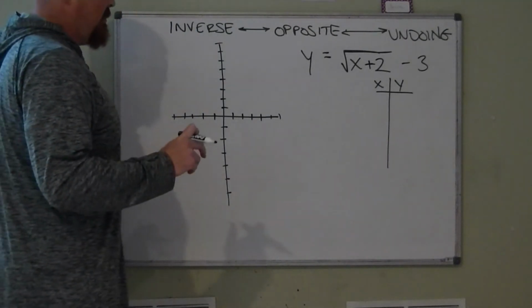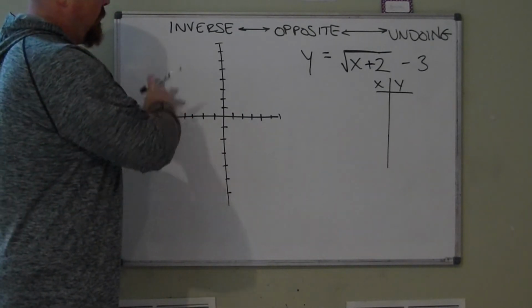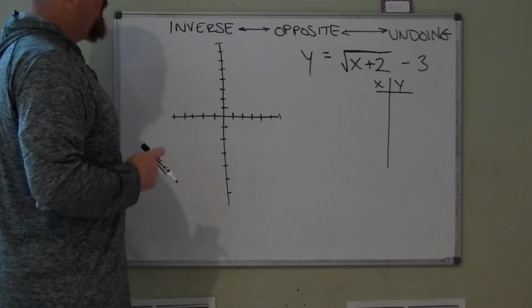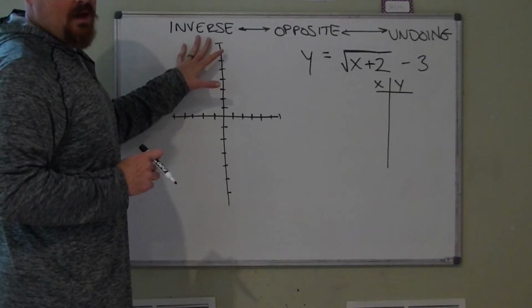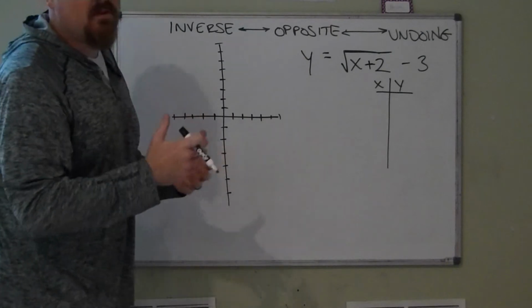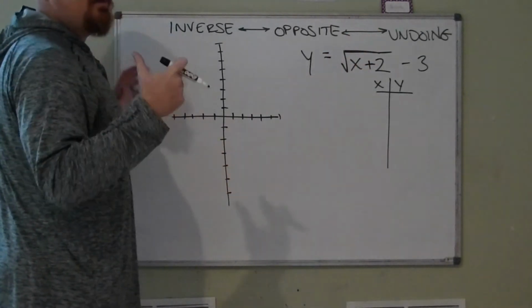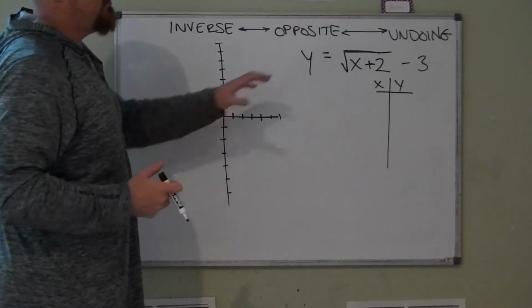We're going to start our discussion of inverse operations by looking at a specific function that I wrote here graphically. First of all, the idea of an inverse is that we're doing the opposite of a function. Not opposite in terms of positive and negative, but opposite in terms of undoing. You're going to hear me say that word quite a bit. We are trying to undo all of the operations that are in a function.